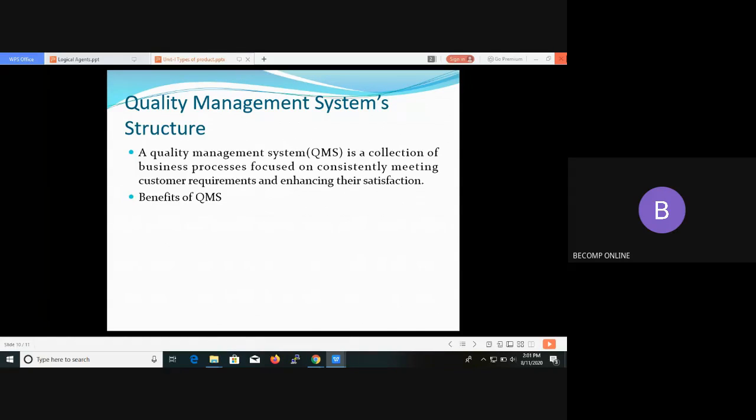What does quality management include? It includes the determination of quality policy, that is the first point; creating and implementing quality planning and assurance, second; third, quality control; and fourth, quality improvement. So remember these 4 points: quality policy, quality planning and assurance, quality control, and quality improvement. These 4 points should be there.